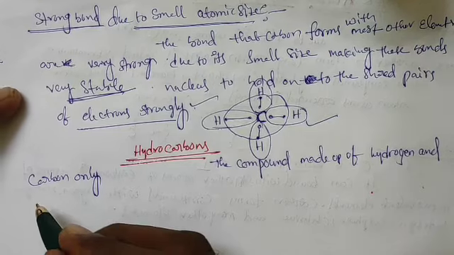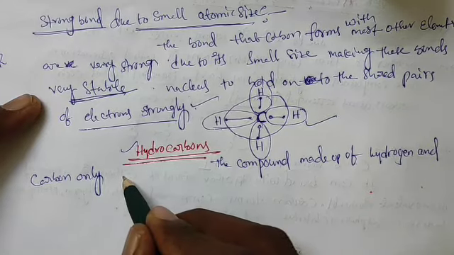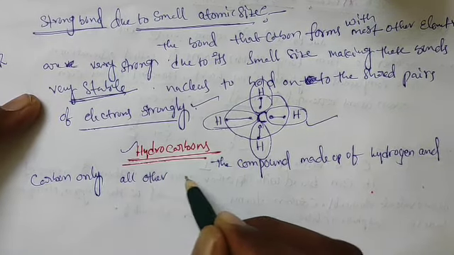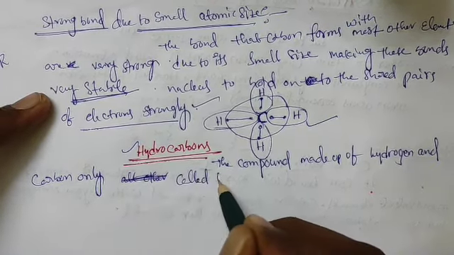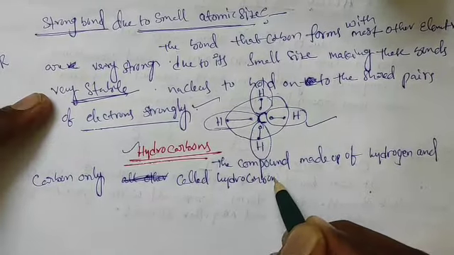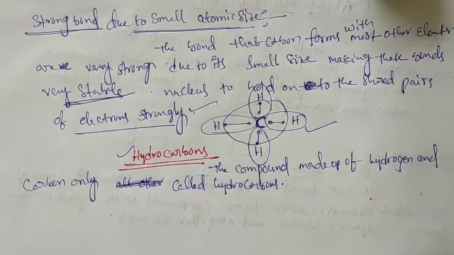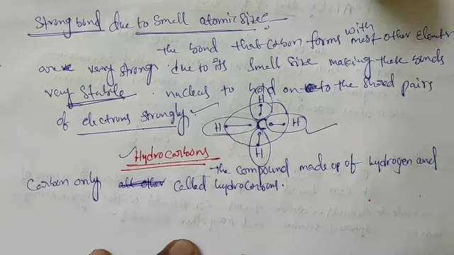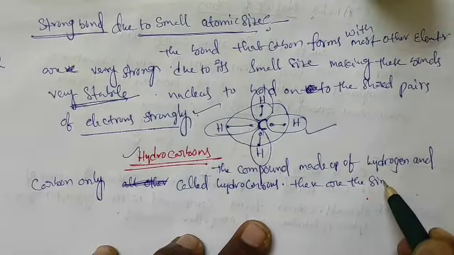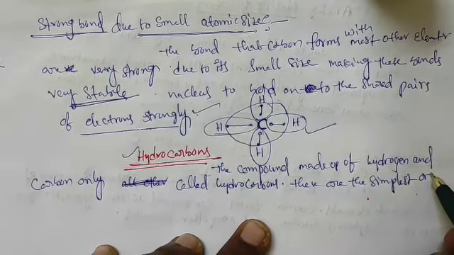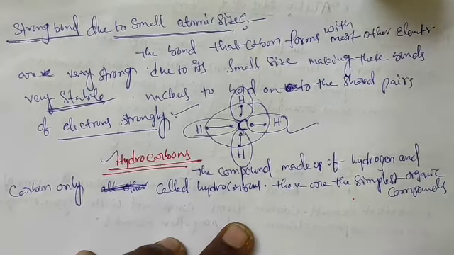Hydrogen and carbon only we will call hydrocarbons. Carbon only. All other... so okay, carbon only called hydrocarbons. Next, all other, these are the simplest organic compounds. These are the simplest organic compounds.